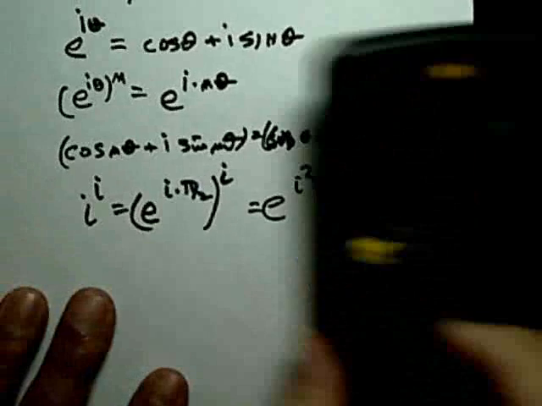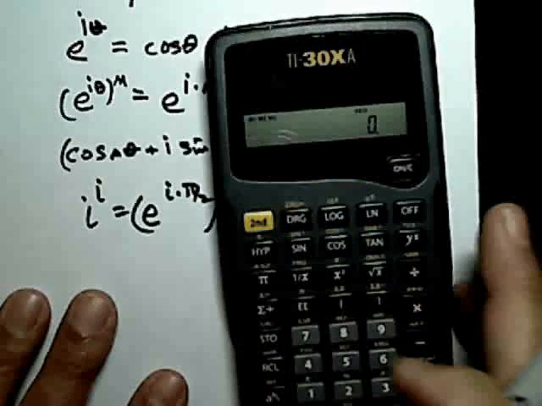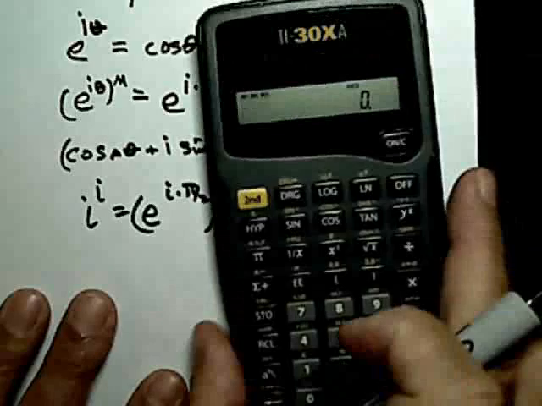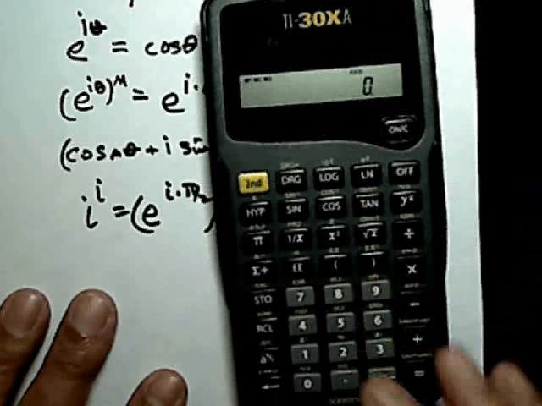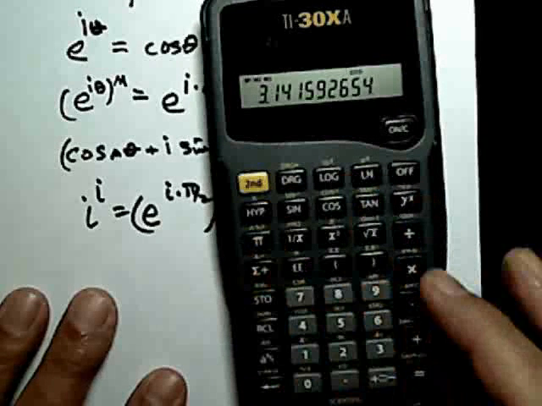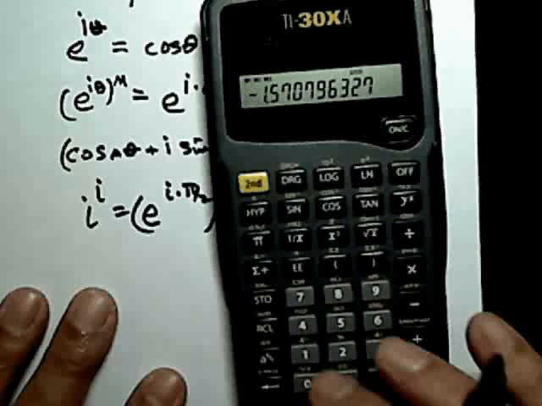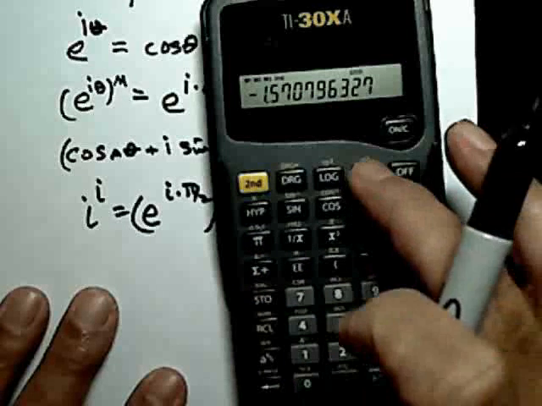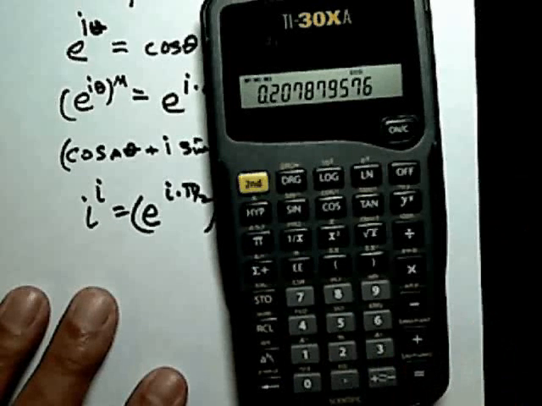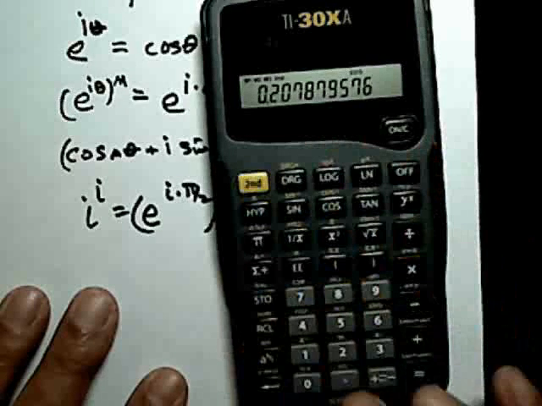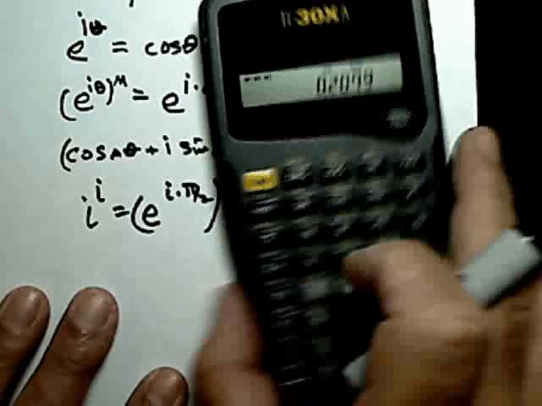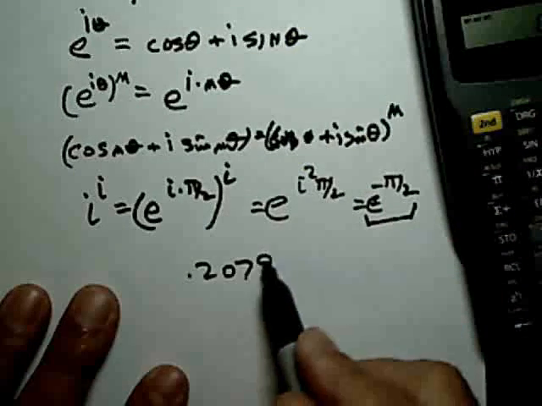And then at this point in time, now that you're back down to a real number, you can take this calculator, take pi, divide by 2, equals, make it negative, and then enter that into the e to the x function, and there's 0.2079 if I restrict that to 4 decimal places, and that is, of course, then the answer for that.